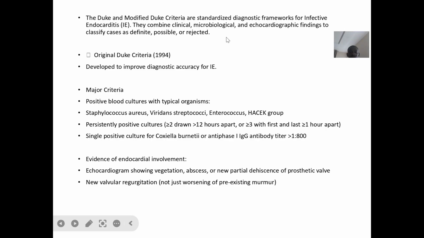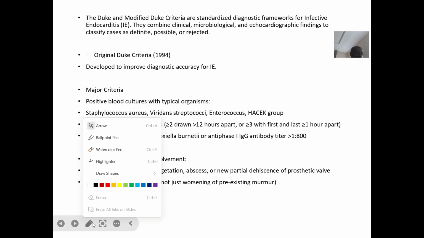The Duke's criteria and the modified ones, of course, you should know that they are standardized diagnostic frameworks. You understand? The things you see in the Duke's criteria, once you see them in a patient, you are 100% sure that infective endocarditis actually exists.